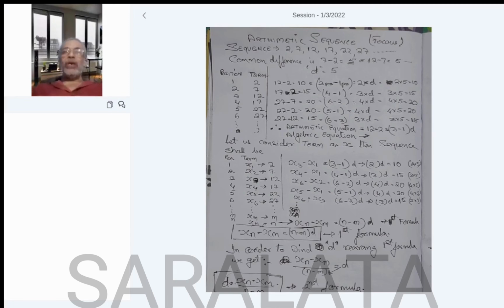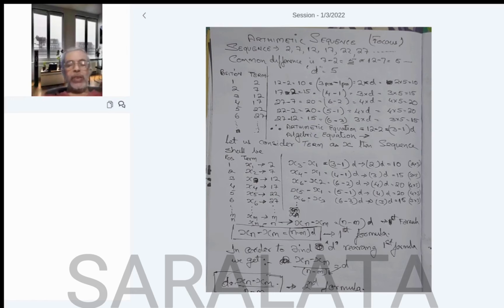Now here, it doesn't mean that I need to get the adjacent numbers or the adjacent sequence number. It could be any number within the sequence. Any number within the sequence, I subtract and divide by the position numbers. The position number would be whatever the position is for that term, and I divide, and I get my common difference. So this is the second formula that you need to understand.